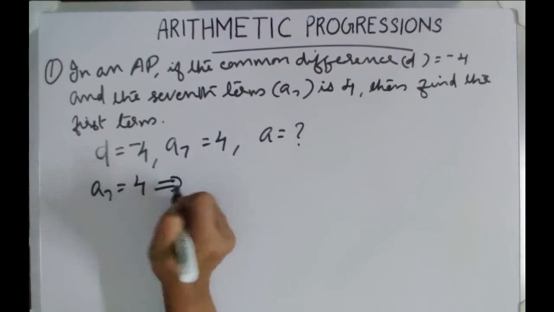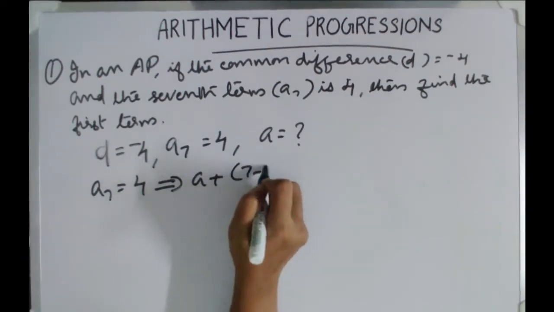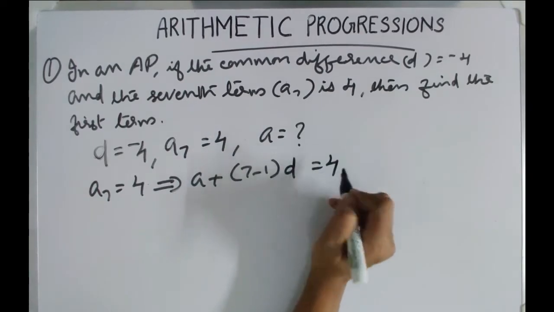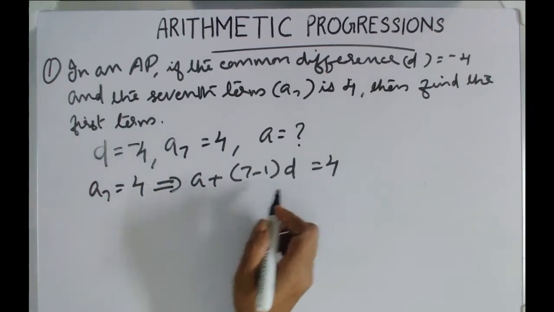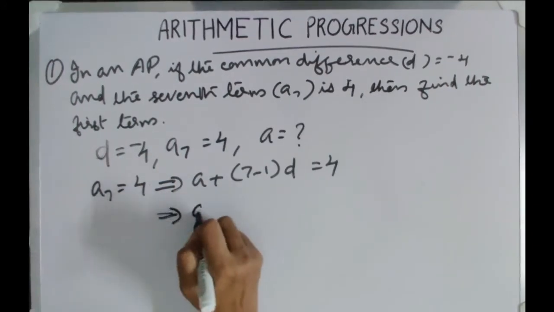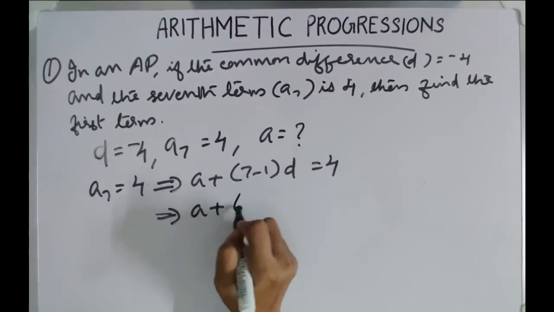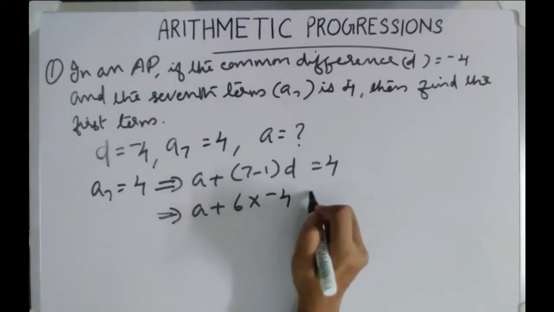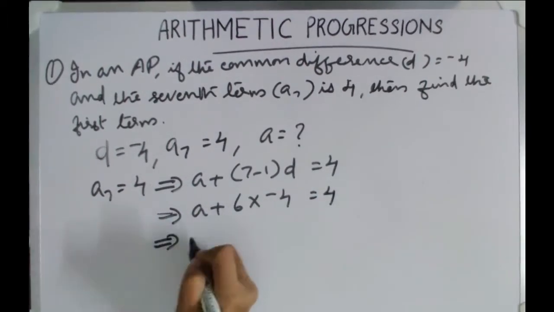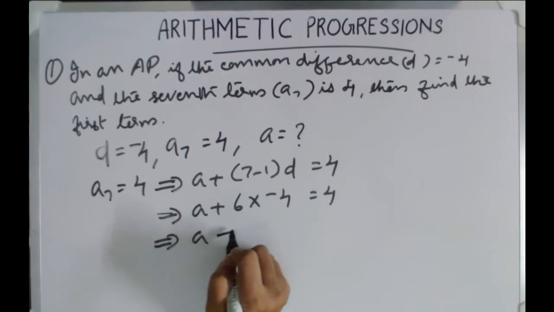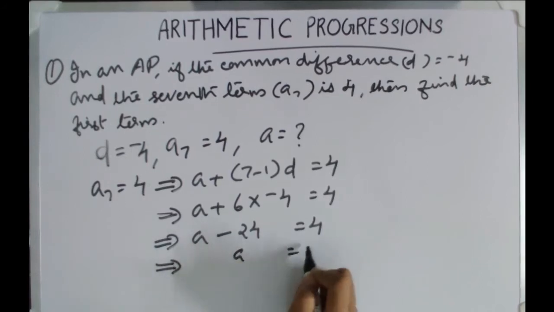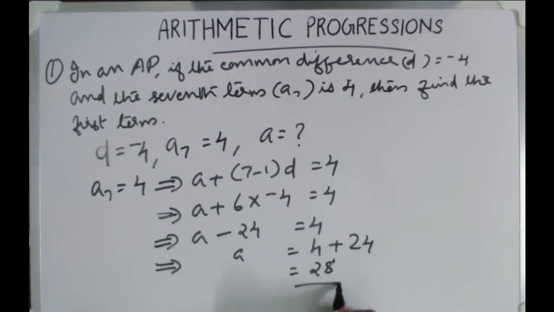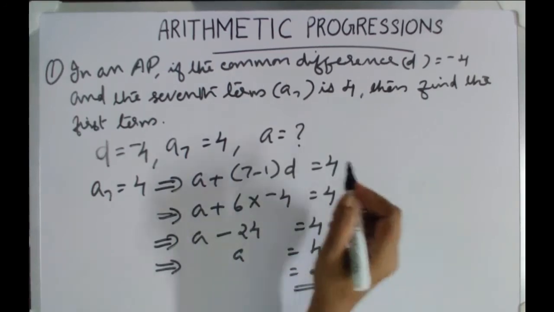Here A7 equals 4. That implies A plus (7 minus 1) into D equals 4. Here we know that the value of D equals minus 4. We substitute the value of D. Then A plus 6 into minus 4 equals 4. That implies A minus 24 equals 4. This implies A equals 4 plus 24, that is 28. This is the value of the first term.